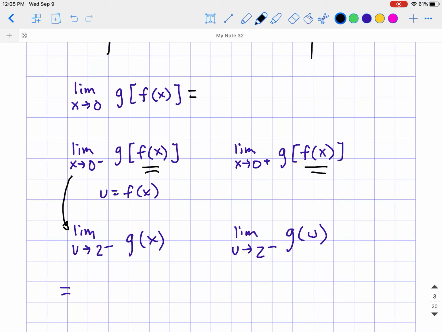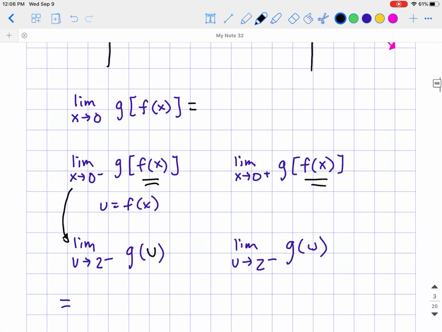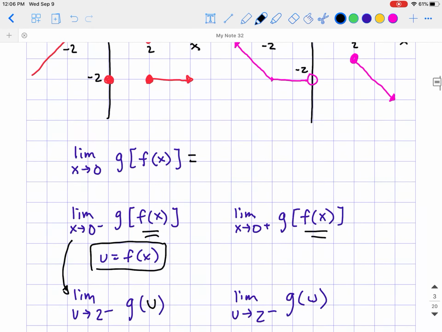If we do so, then we have the limit as u approaches 2 from the left-hand side of g of u. Sorry, this is supposed to say g of u over here. Okay, so let me put that in. And then for the other one, it's also u approaching 2 from the left-hand side of g of u then. Okay? So let's just make sure that that's exactly what's happening.